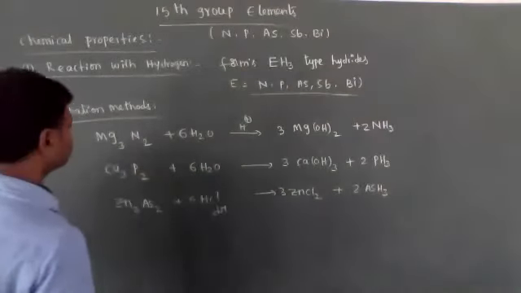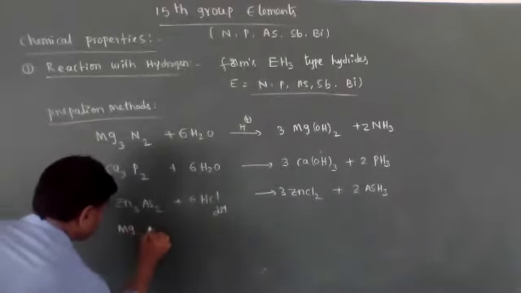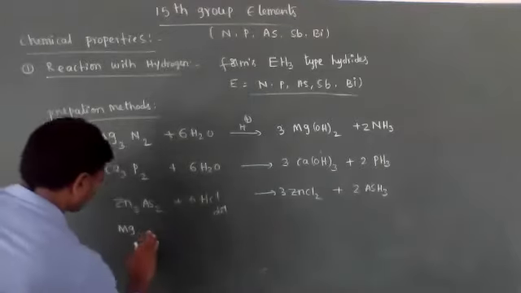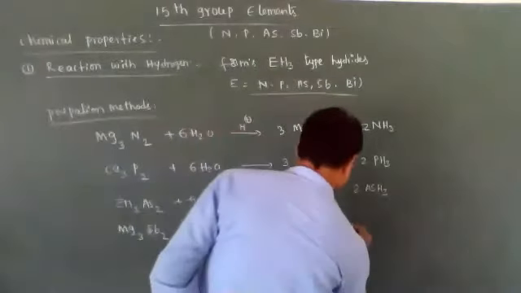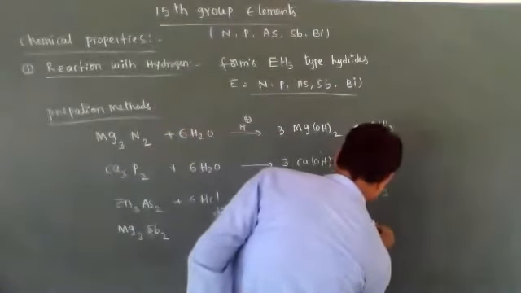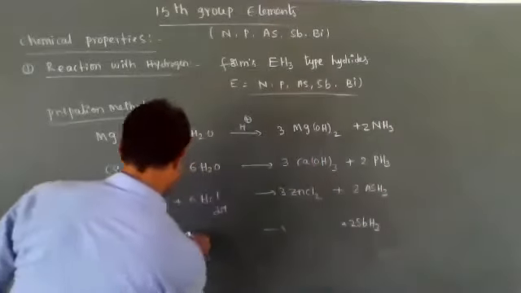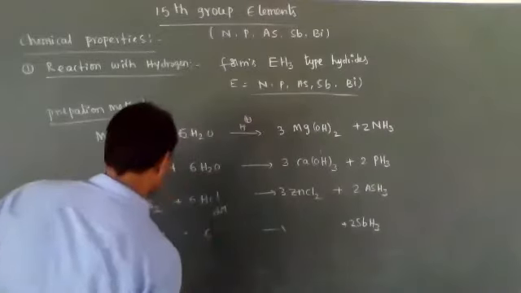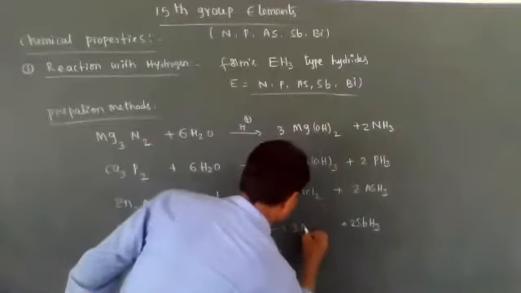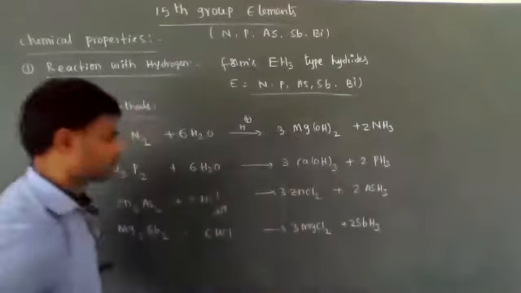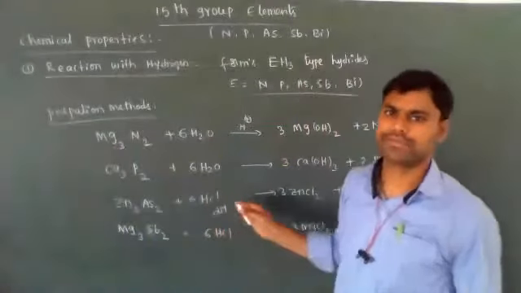Next, magnesium antimonide. Then we get SbH3. Treated with 6 moles of HCl, we get 3 moles of magnesium chloride. Similarly, bismuth hydride we will also get. So these are the preparation methods.